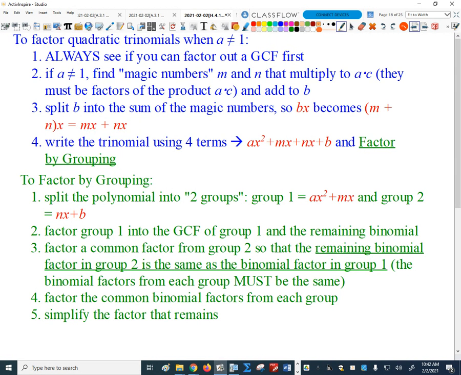Much of it's the same. We still have to find magic numbers. We're going to factor out a GCF if we can, always, right? And then once we do that, we're going to find magic numbers, call them M and N. They have to multiply to the product of A and C, and they add to B. Then we use those to split up the middle term, the BX term, into M plus N times X, which we can make two separate terms, MX plus NX. We've got four terms, so we'll factor by grouping.